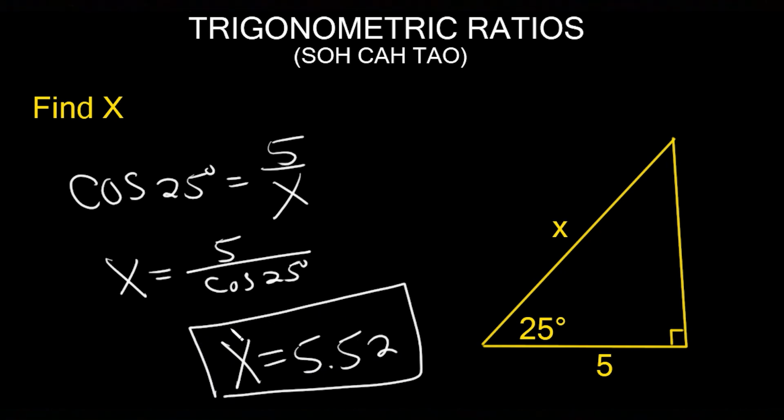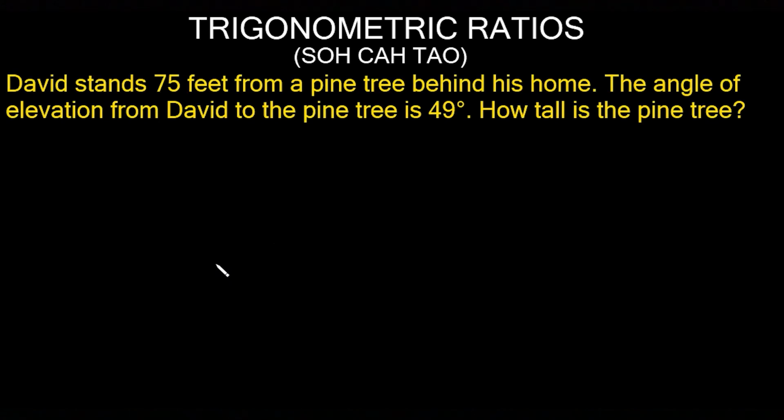So why don't we go ahead and try one more example. This time it's going to be a word problem. So here's our last problem, and you can see that we're dealing with a word problem. And it says, David stands 75 feet from a pine tree behind his home. The angle of elevation from David to the pine tree is 49 degrees. How tall is the pine tree?